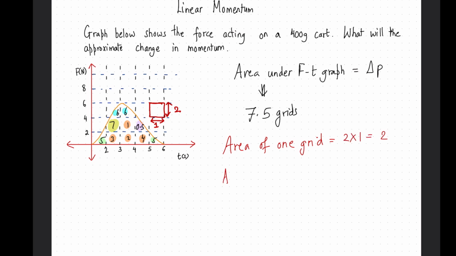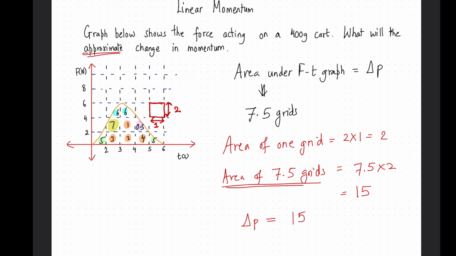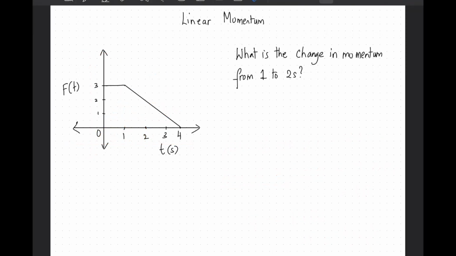Now we have got 7.5 grids, so the area of 7.5 grids will be 7.5 multiplied by 2, which is equal to 15. And we know that this area is equal to the change in momentum which we want to find. So the approximate change in momentum will be 15. We have to put the unit. You can put Newton second, or you can write it as 15 kg meter per second. Both are correct. So remember, when you have such a problem in which the graph is not a proper shape, you have to count the number of grids under the graph like we did in this problem. Then find the area of one grid using the calibrations or the numbers which they have given on the x and y axis. After you find the area of one grid, find the area under the graph to get the change in momentum.